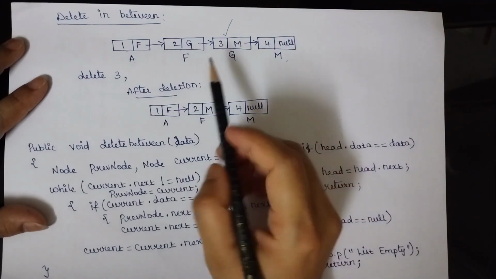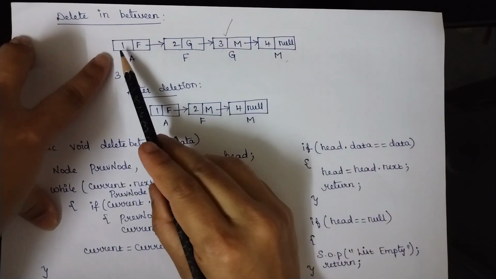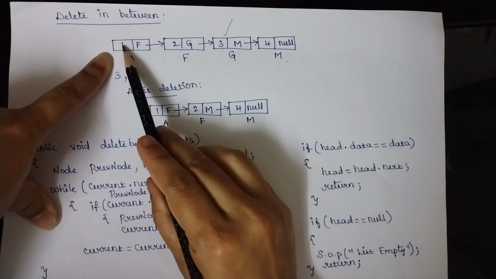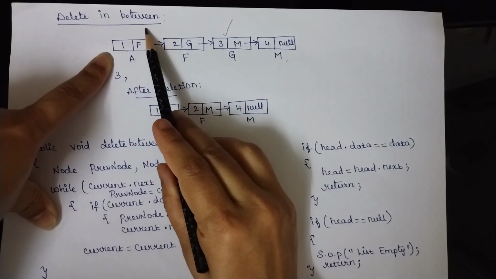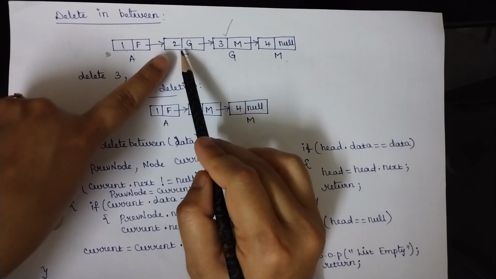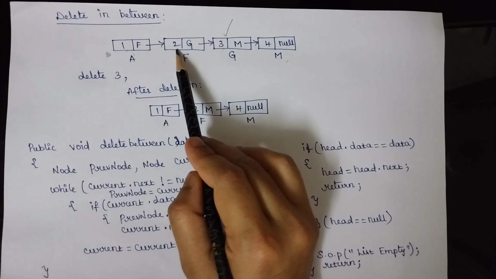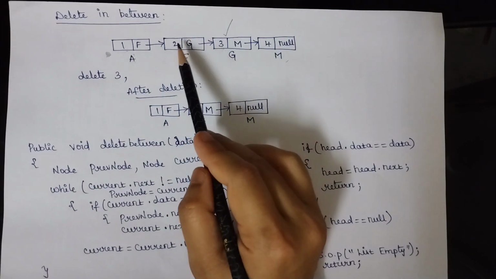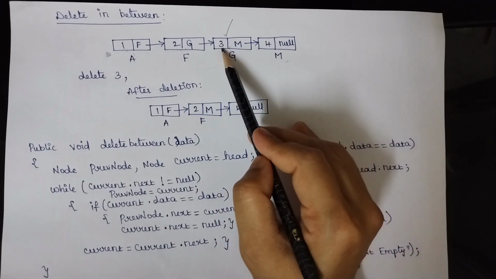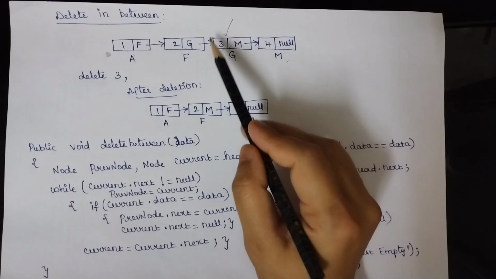First, I need to find where the node containing data value 3 is. For that, I need to traverse from the first node. Then I need to compare the data value of the first node with the value to be deleted. If it is matching, I'll delete that. Otherwise, I'll traverse to the next node and again compare its data value with the value to be deleted. If it is matching, delete it. Otherwise, move to the next one.